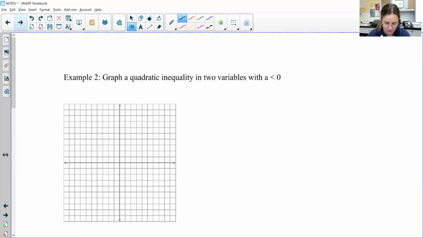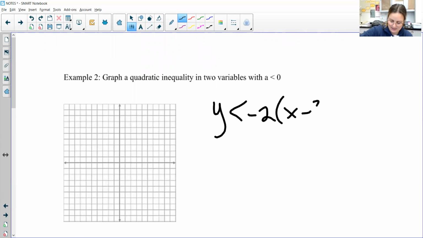When it is equal to y, or less than or greater than something to y, the solution is going to be anywhere in the shaded area, regardless of whether it falls on the x-axis or not. So let's do an example for that. Y is less than -2(x minus 3) squared plus 1.